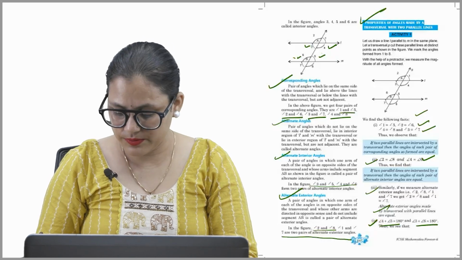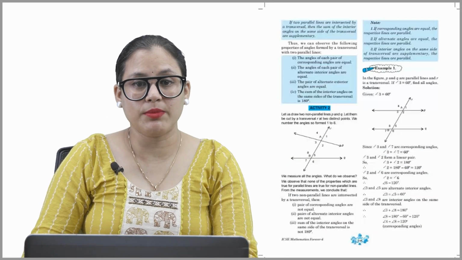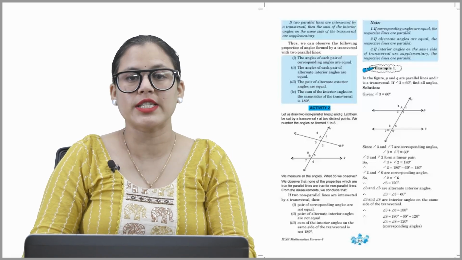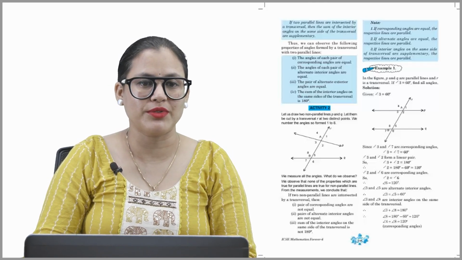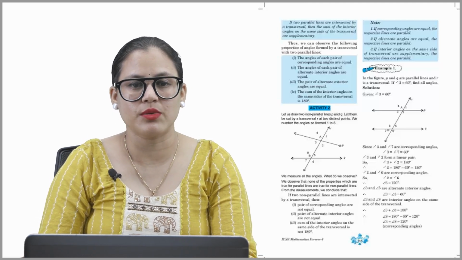Thus, we see that if two parallel lines are intersected by a transversal, then the sum of the interior angles on the same side of the transversal are supplementary. Thus, we can observe the following properties of angles formed by a transversal with two parallel lines.